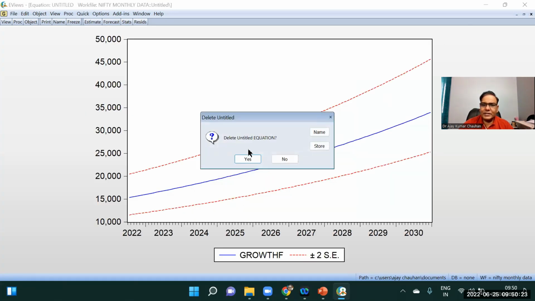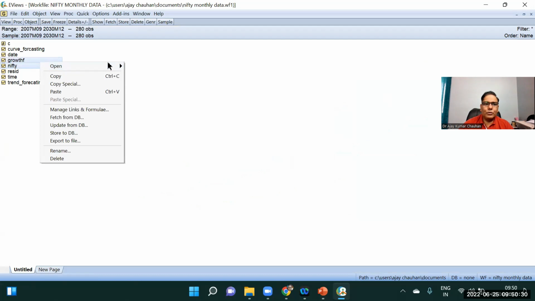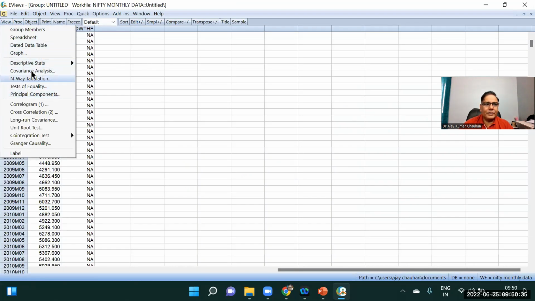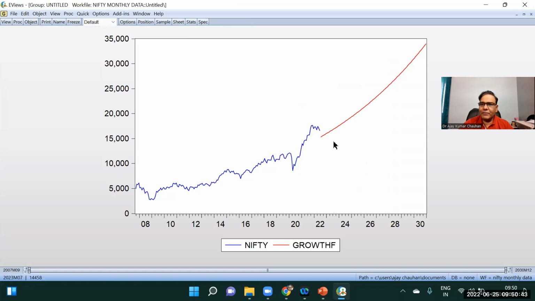So let's see the picture in graph, Nifty and growth. You can open both the series and make the graph. You can see that if Nifty keeps the 9% growth rate, or 0.78% growth rate monthly, the Nifty will move like this. So approximately, it will be 35,000 in the next 8 years.